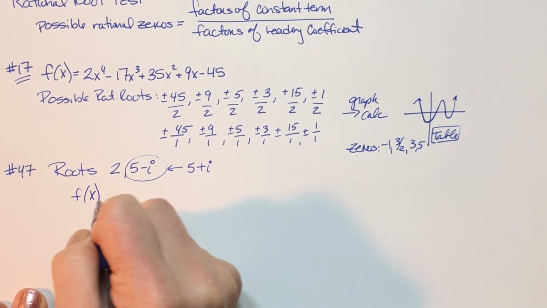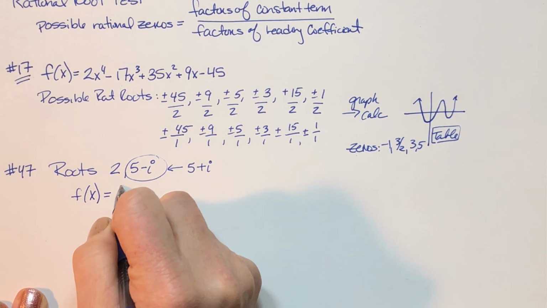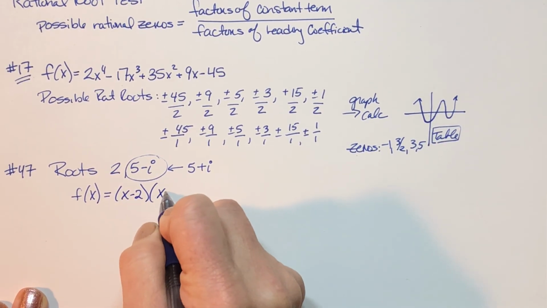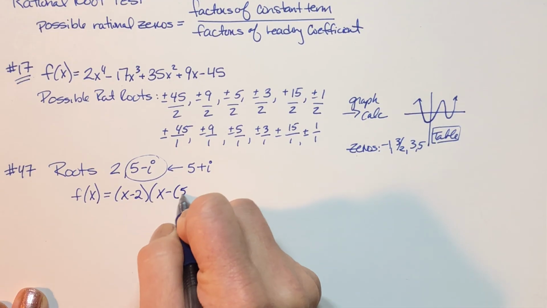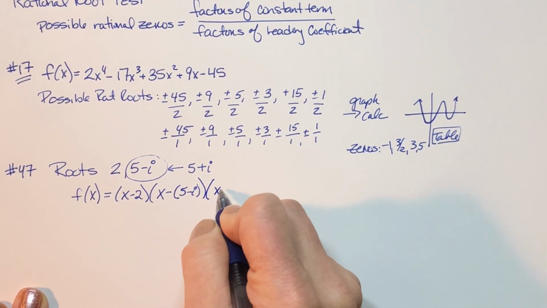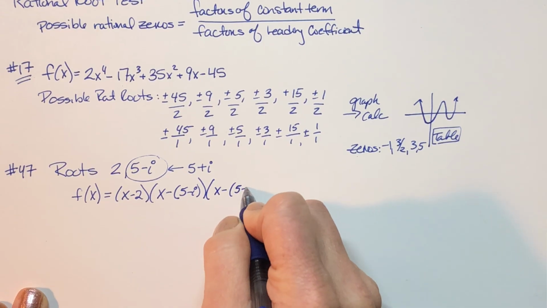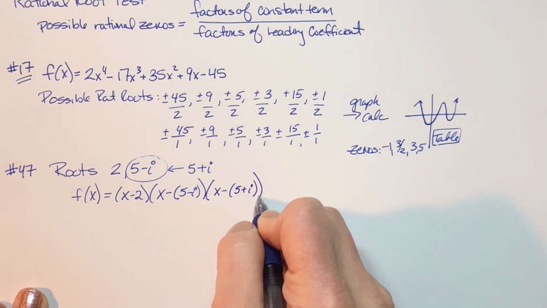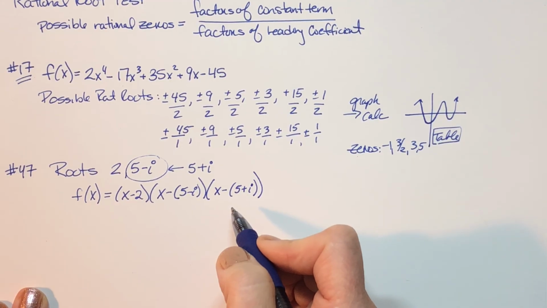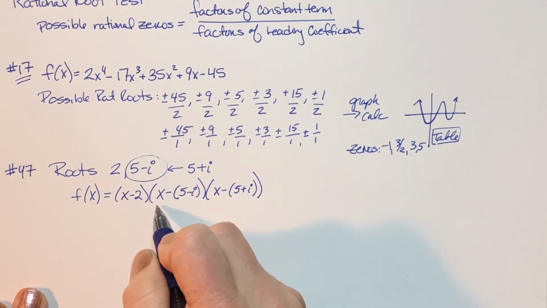Here we go. f of x is equal to the first root, so that's x minus 2. My second root, x minus parenthesis 5 minus i. Be real careful with those parentheses, kids. Okay? And then 5 plus i. Okay, here we go. Now, I'm not convinced that this is going to be real. I'm not convinced that they're real coefficients.